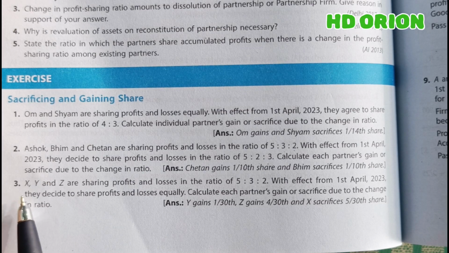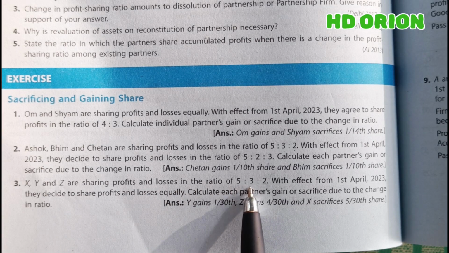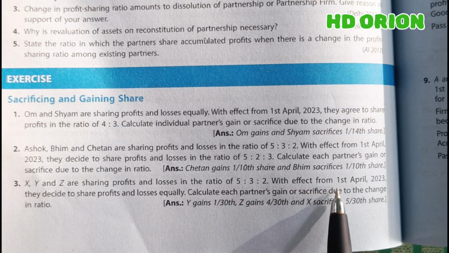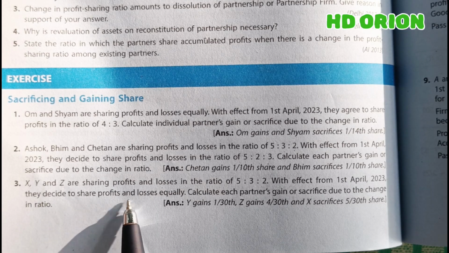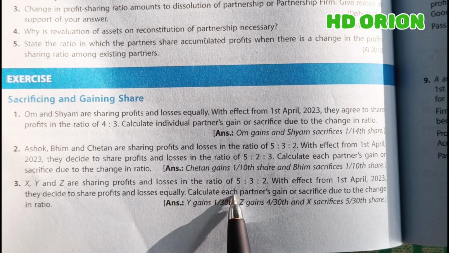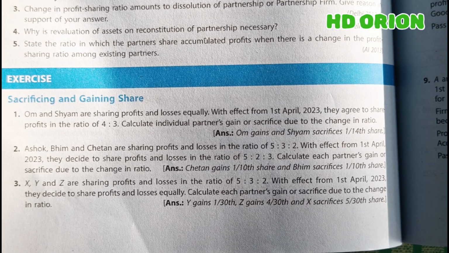Let us see question number 3. X, Y and Z are sharing profits and losses in the ratio 5:3:2. With effect from 1st April 2023, they decide to share profits and losses equally. Calculate each partner's gain or sacrifice due to change in ratio.